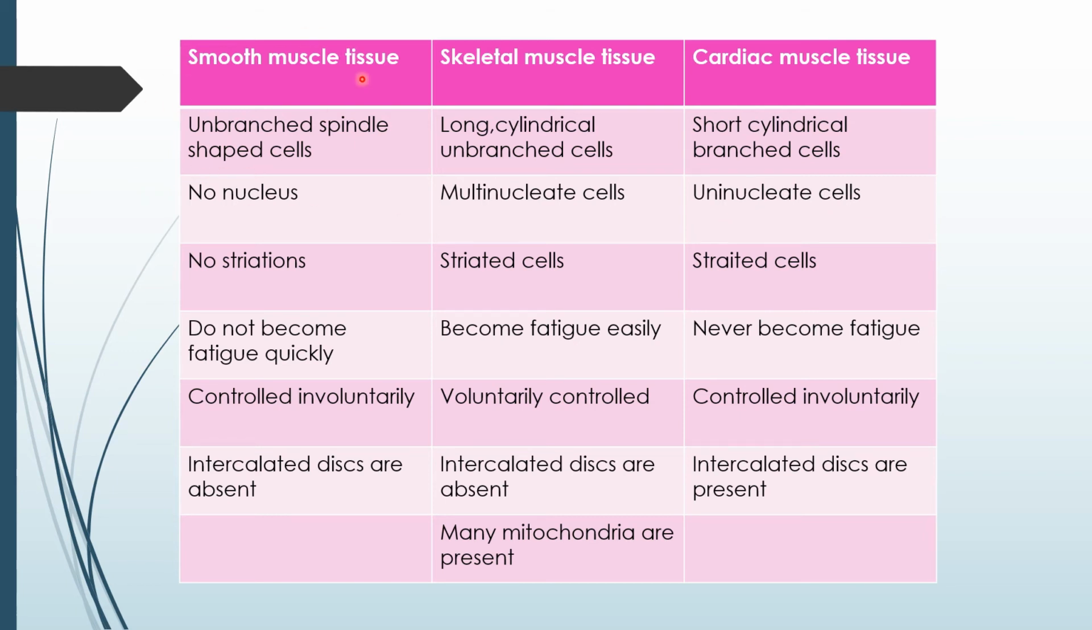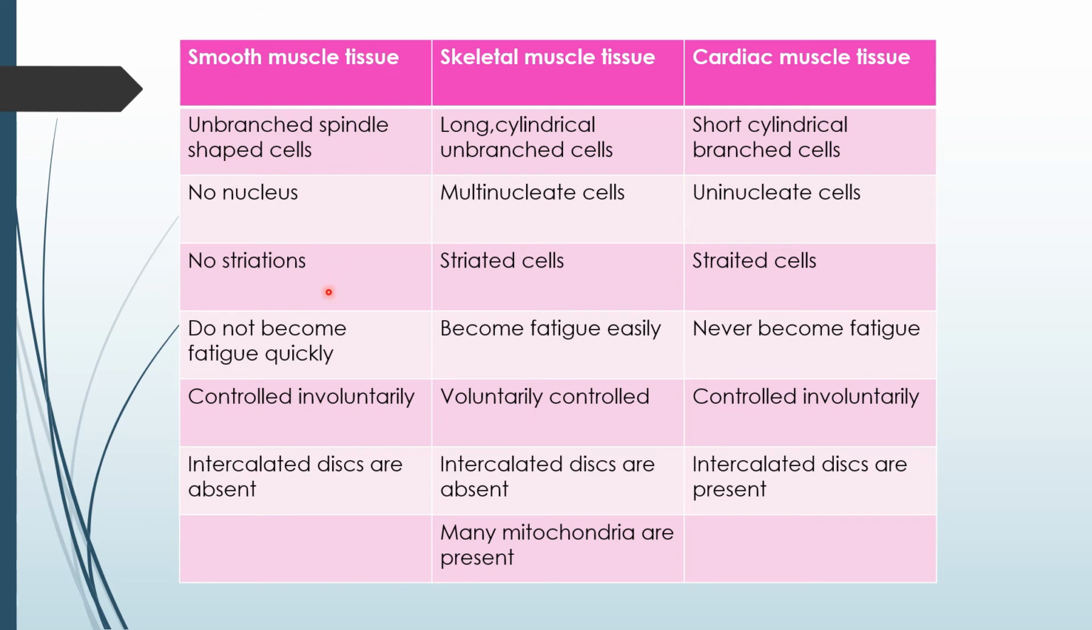Cells in the smooth muscle tissue have no striations. Cells in the skeletal muscle tissue have striations, and the cardiac muscle cells also have striations. Smooth muscle cells do not become fatigued easily, but skeletal muscle cells become fatigued easily. Cardiac muscle cells never become fatigued.